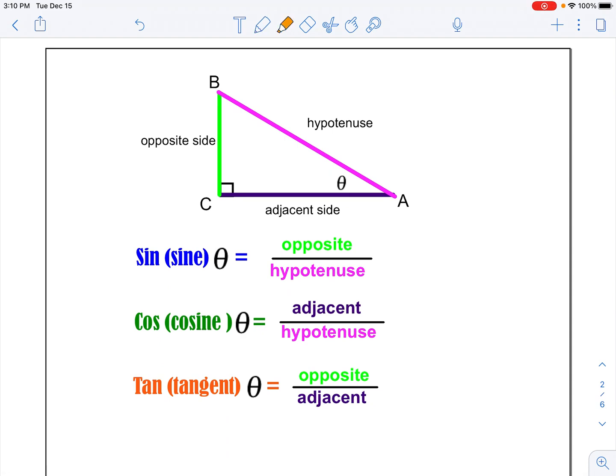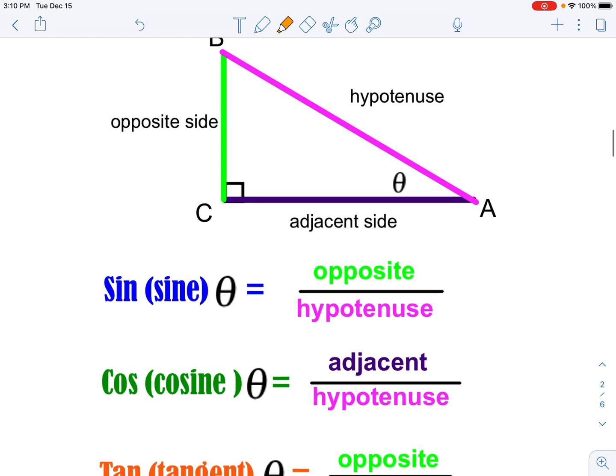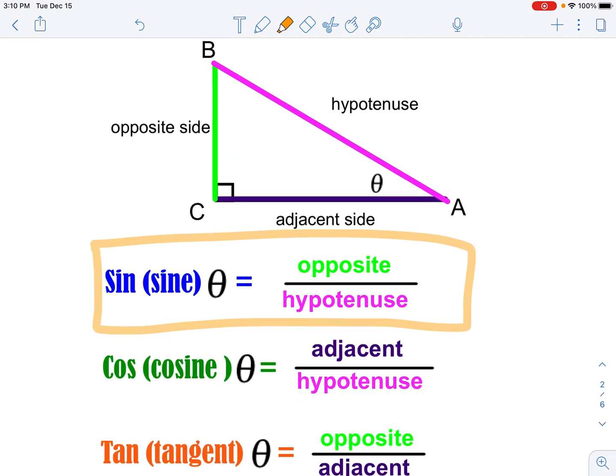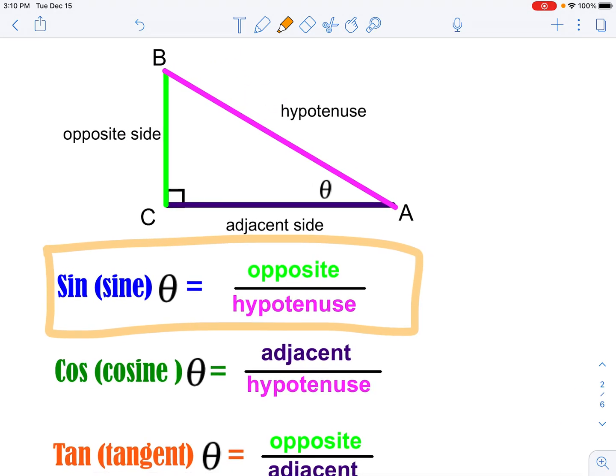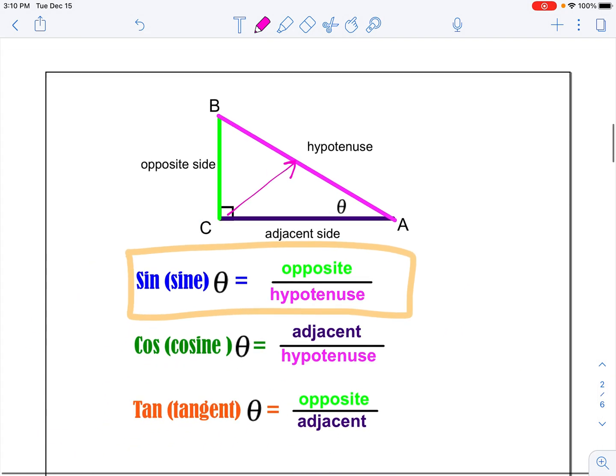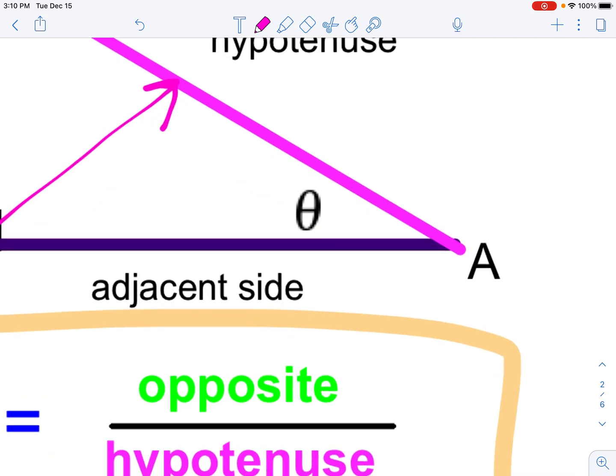So here they are. First off, the sine is the ratio of the opposite over the hypotenuse side. Let's go back to last unit when we talked about the hypotenuse. The hypotenuse is always across from the 90-degree angle, always the largest of the three sides. When we get to opposite and adjacent, that's always going to change, and it's always from our point of view.